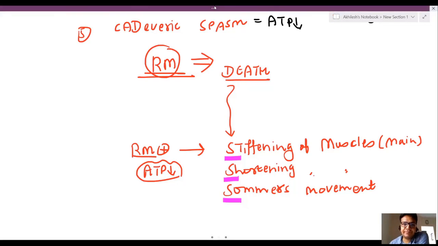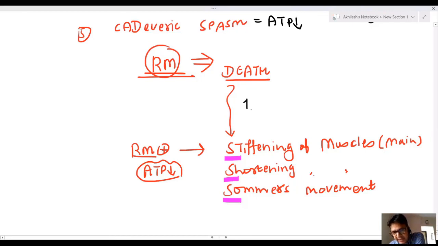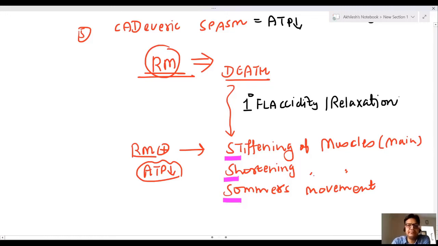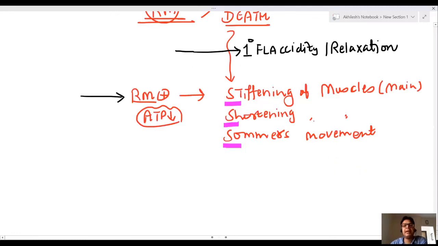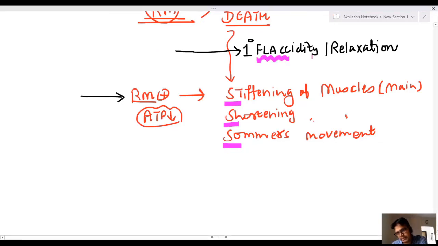This is the time interval between death and rigor mortis. This is known as primary flaccidity or primary relaxation time. Primary flaccidity means first the muscle is in this stage, then in this stage. First the muscle is in primary flaccidity or relaxation phase. This is the first phase. Second is rigor mortis.